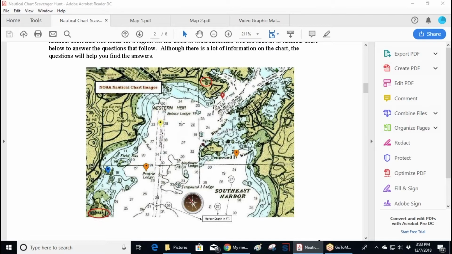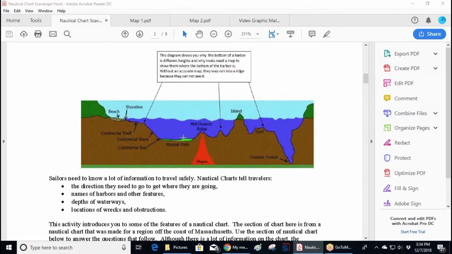At this point, it's 28. At this point, it's 30. You can see as you get closer to the shore, there is less depth. So it's not as deep around the edge of the harbor next to the land. That is because, if you come up here on the diagram, you're going to see the continental slope and the continental shelf. As the land turns into the ocean, it goes down and gets deeper. Water is at the same level as the land, so you can't see what's underneath the surface of the ocean.